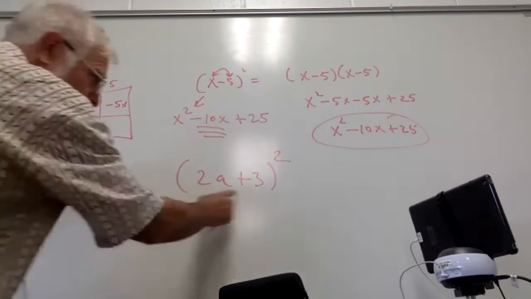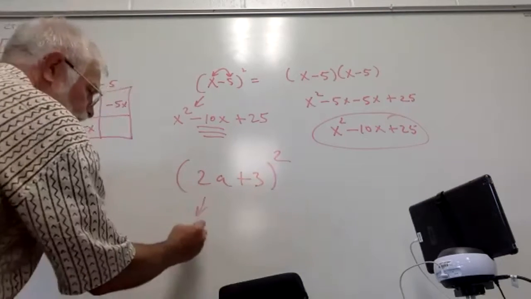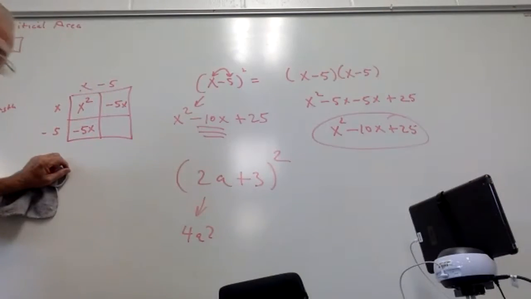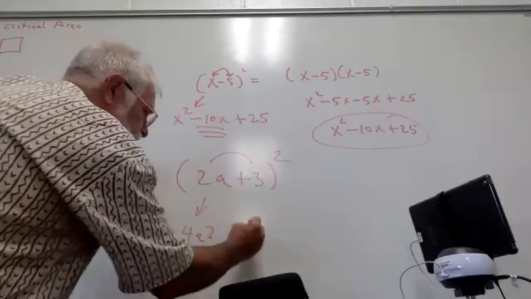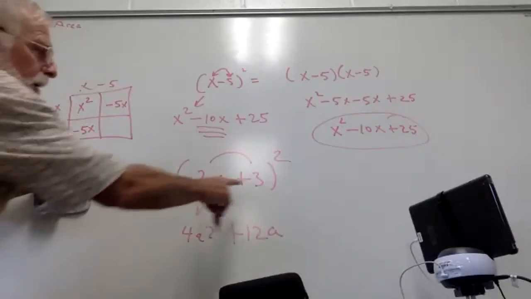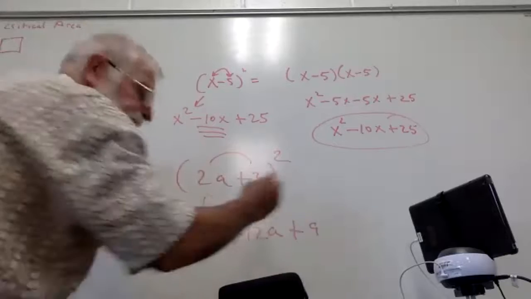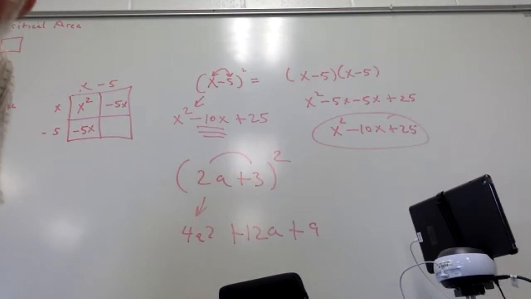All right, (2a + 3) squared. 2a squared is 4a squared. Yes, there's your first term. 2a times 3 is 6a. What are you gonna do with it? You're gonna double it. And 3 squared is 9. Okay, enough time on that because we're gonna do it on every worksheet the rest of the year. I have every confidence you'll get good at that.